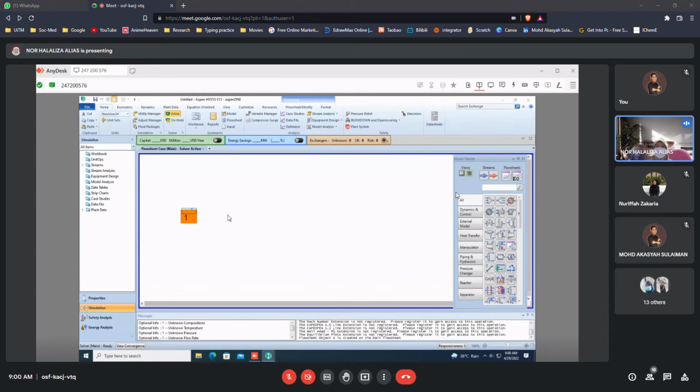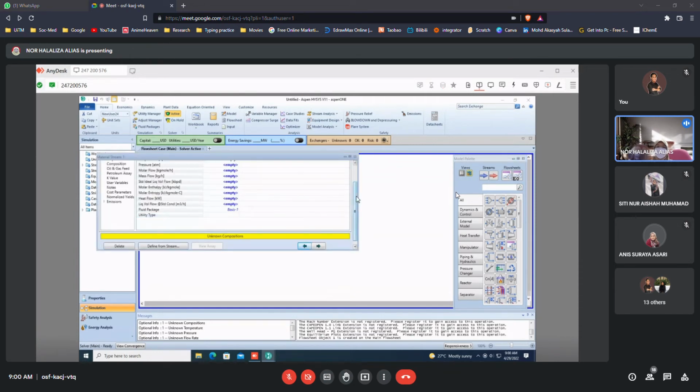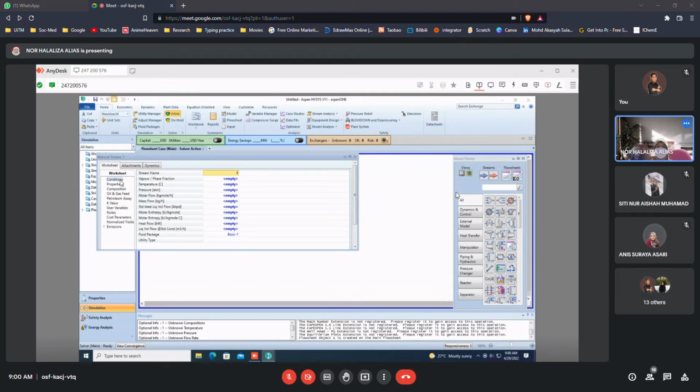Are you following, class? Yes, madam. Okay, so click and drag. Make sure you click the blue stream, because blue stream is the main stream. Once you have dragged, double click on the stream and then we will see the yellow color here. So you just follow the instruction. Yellow usually means the instruction is lacking or not enough. So the first one, we have condition, properties, and composition. These three are the most important.